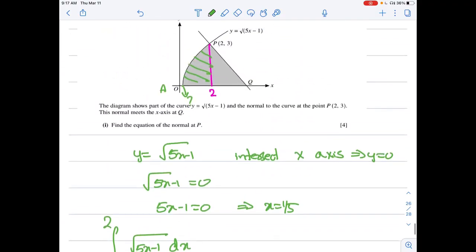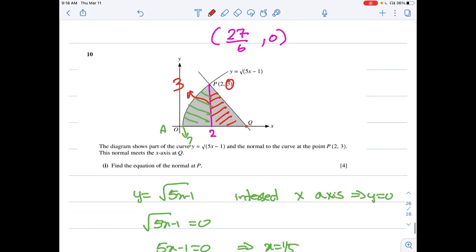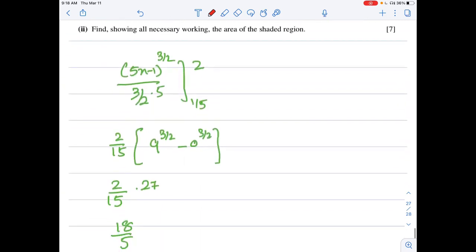But I have one triangle also. I need to find the area of this triangle, the red color one. We know that the height is going to be 3. The height is 3, but the base? Just now we have found the value of Q. The Q value was 27 upon 6. So this distance is going to be 27 upon 6 minus 2, which is nothing but 15 upon 6. So its distance is 15 upon 6.